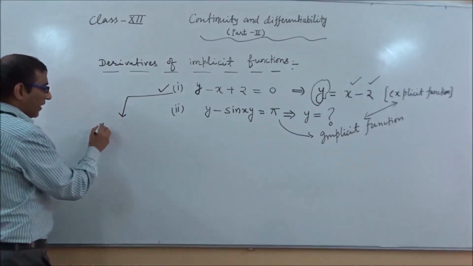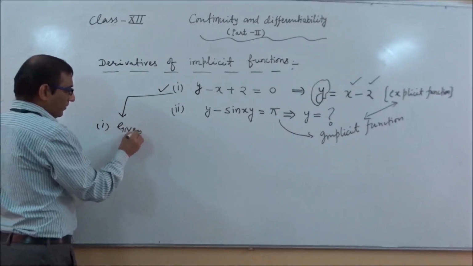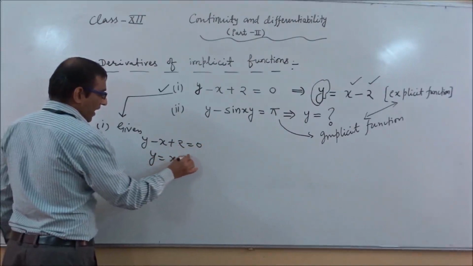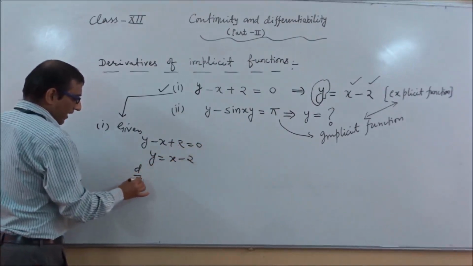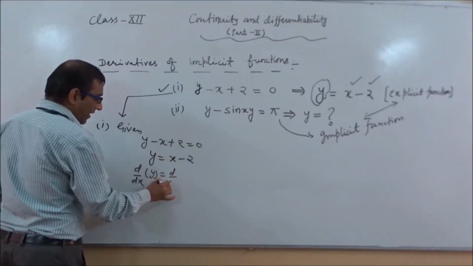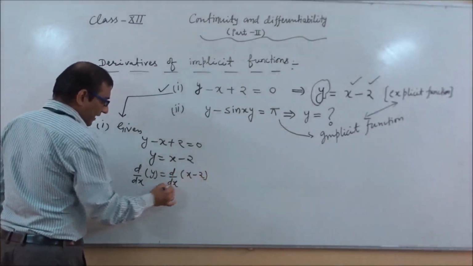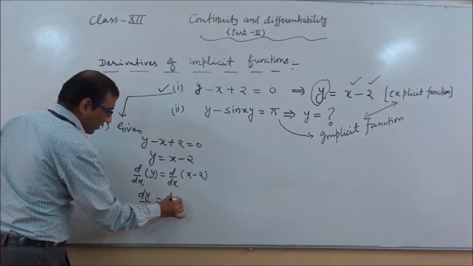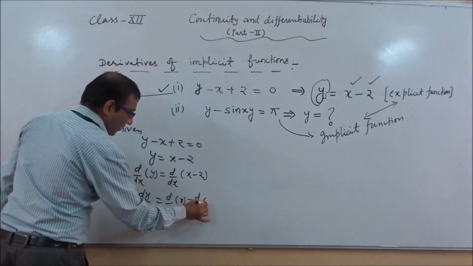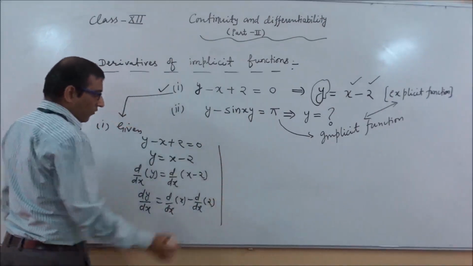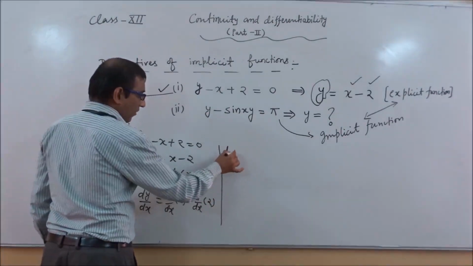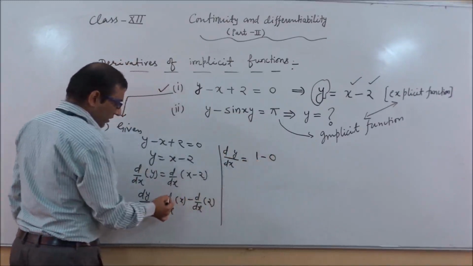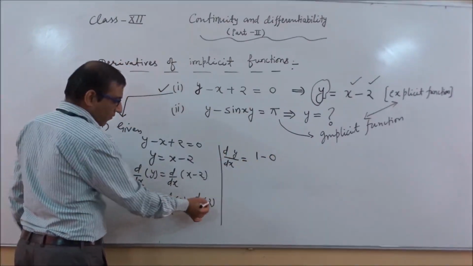So I am continuing with the first part. We are given y minus x plus 2 equals 0, so y equals x minus 2. Now we will go with the derivative. We write d by dx on both sides, and it can be written as dy by dx equals d by dx of x minus d by dx of 2. So dy by dx equals 1 minus 0, because d by dx of x is 1 and d by dx of a constant quantity is 0.